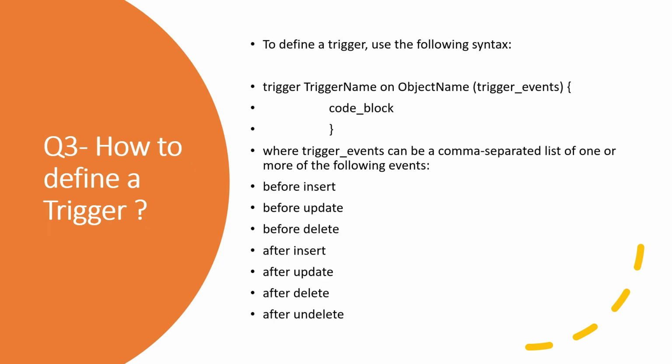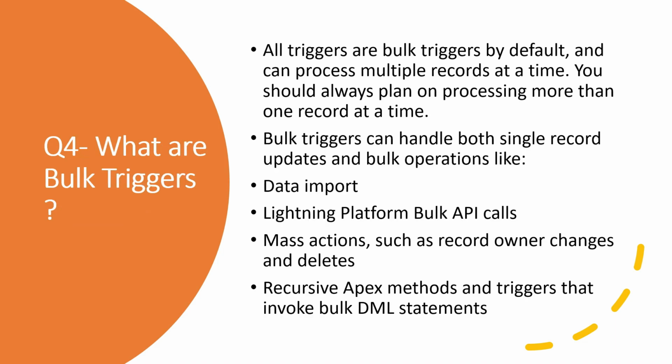How to define a trigger? To define a trigger, use the following syntax: trigger, trigger name, on, object name, trigger events and your code block. Where trigger events can be a comma separated list of one or more of the following events. So that includes before insert, before update, before delete, after insert, after update, after delete, and after undelete.